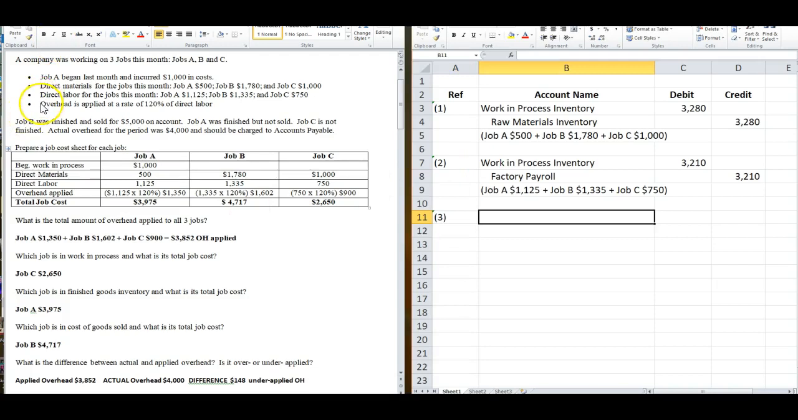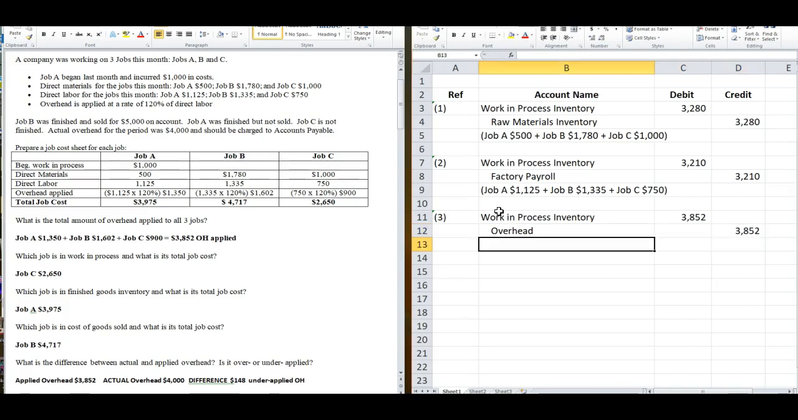The third entry we need is to apply overhead. We applied overhead down here at a rate of 120% of direct labor. We also calculated it for the 3 jobs, and we said that it was $38.52. When we apply overhead, it also gets added into work in process, so we debit work in process. We said that was $38.52, and it comes out of overhead. Here you can use manufacturing overhead, factory overhead, or just overhead. Any of those would be fine. I'm going to save a little bit of time and copy that for me.